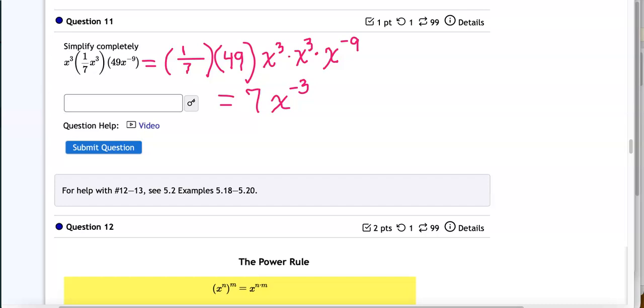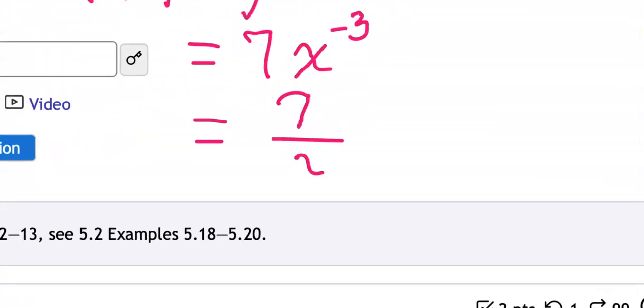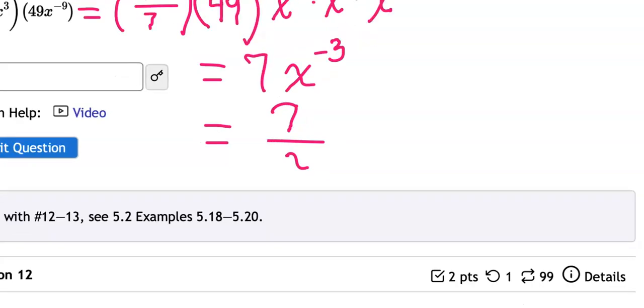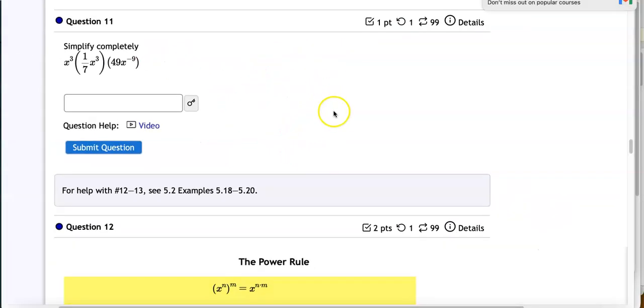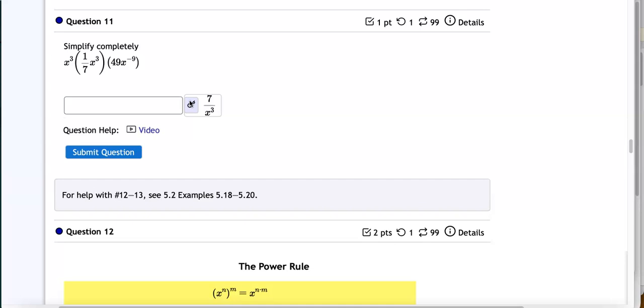3 plus 3 plus negative 9 is negative 3. And now lastly, we'll use the negative exponent rule to write the 7 in the numerator and the x cubed in the denominator. My typing tool was malfunctioning there, so this is what it looks like.